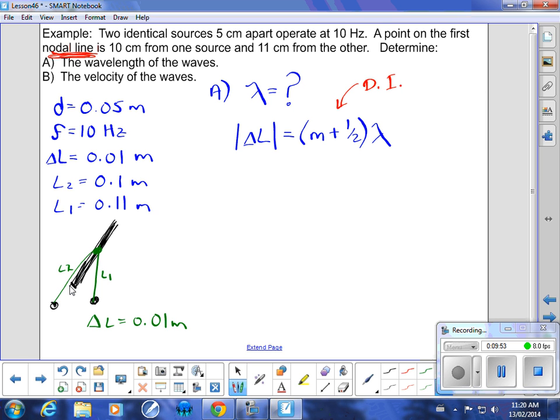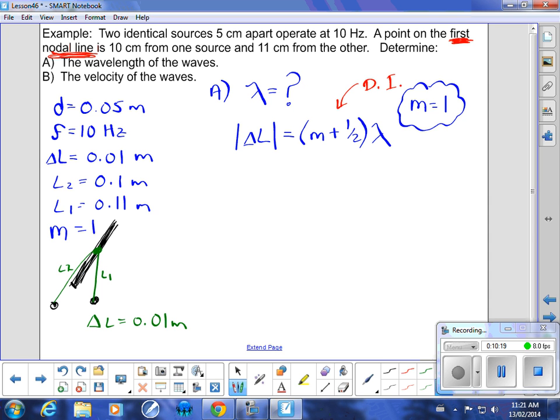Information here, unless otherwise told, we're going to assume that M is equal to 1. All right, so unless they tell us that it is... actually, my mistake, it is told to us right here: first nodal line. I just have to read my information a little bit closer. If it's the first nodal line, I'll add that information. We now know M is 1.